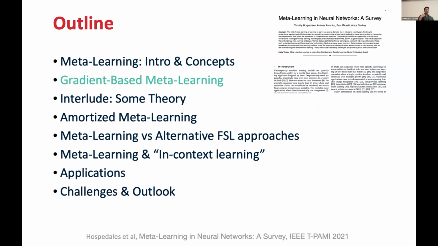So that's the very high-level view. And then within that paradigm, there are two popular families of meta learners. One are gradient-based meta learners and the other are amortized meta learners. I'll talk a bit about those in turn next. And by the way, if you want to know more about meta learning, you can check the survey that we wrote a couple of years ago in PAMI.